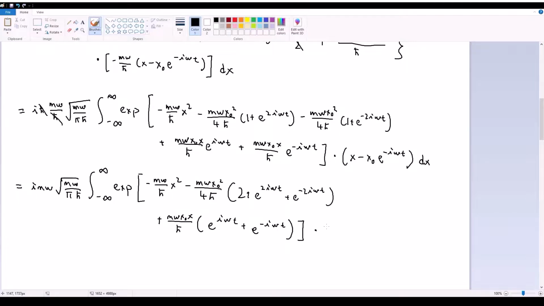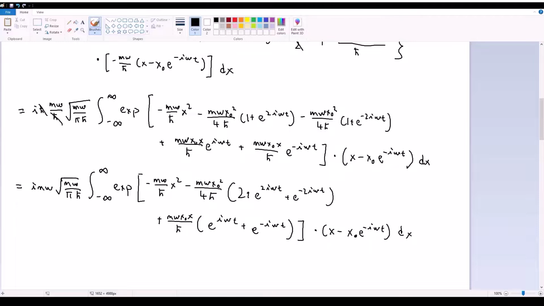Close this off and we're multiplying by x minus x naught e to the negative i omega t dx. At this point, we're going to do the same thing that we did back in part A, which is start taking advantage of conversion identities between complex exponentials and traditional sinusoids, because it isn't necessarily the neatest thing in the world to have these complex exponentials in our equations.